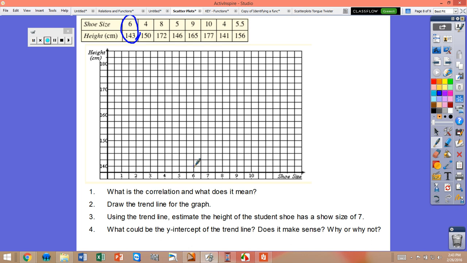So I'm going to go to 6 and then it looks like these 2, 4, 6. So I'm going to plot it. It's going to be somewhere close to here. 4 and 150, 8 and 172, 5 and 136, 9 and 165, 10 and 177.